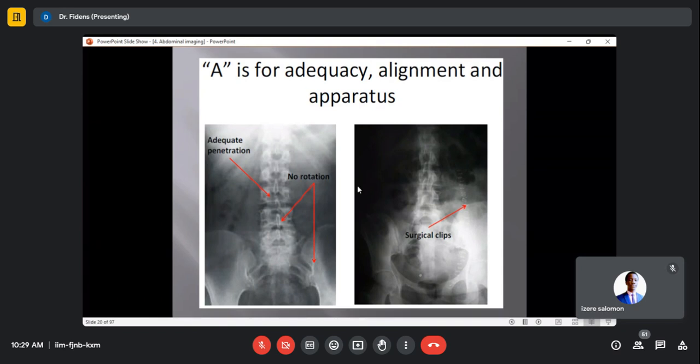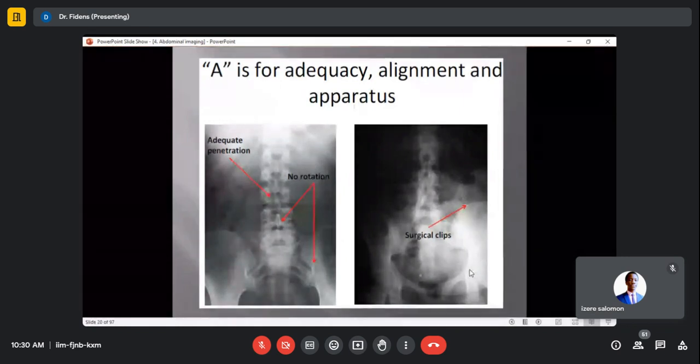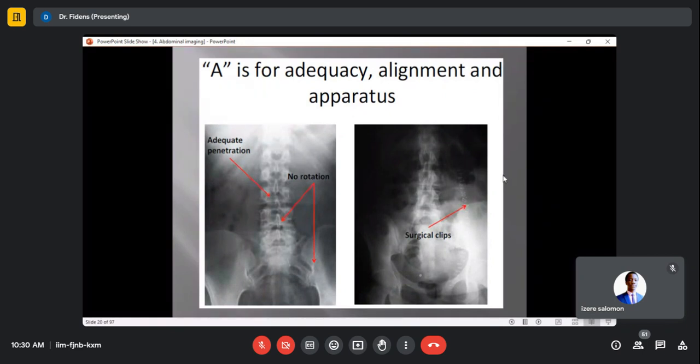Is there any artifact? Remember, anything that was not supposed to be there, like on this second plain abdominal X-ray, you can see these surgical clips here. When they are there, they can even help you to diagnose a disease, but you also have to mention in your report or interpretation that there is some apparatus or artifact, anything that can orient even to the diagnosis. Okay, so this is for A. So after identification, you go for A, adequacy.